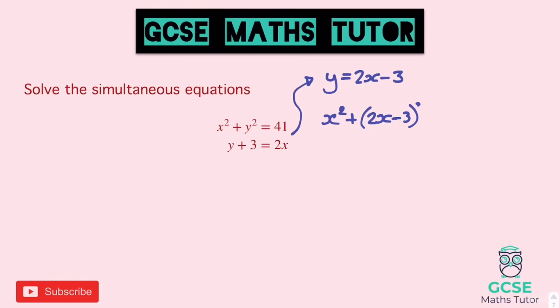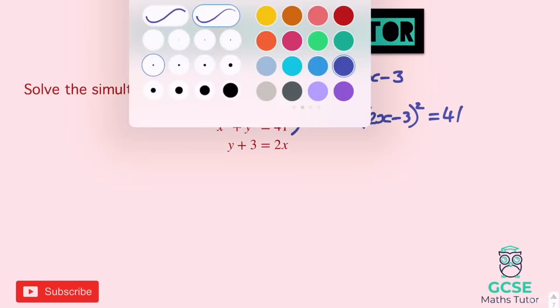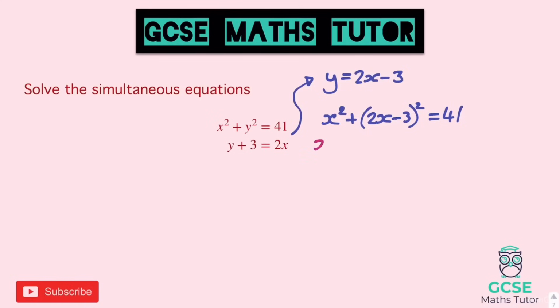That's squared because it's y squared again, and that equals 41. Right, there we go. Now if I expand that all out and simplify it down, let's see what we get. So we get x squared plus, I'm not going to do a double bracket here, though you're fine to do that. We'll get 4x squared minus 6x twice, so minus 12x, and then plus 9, and that equals 41.